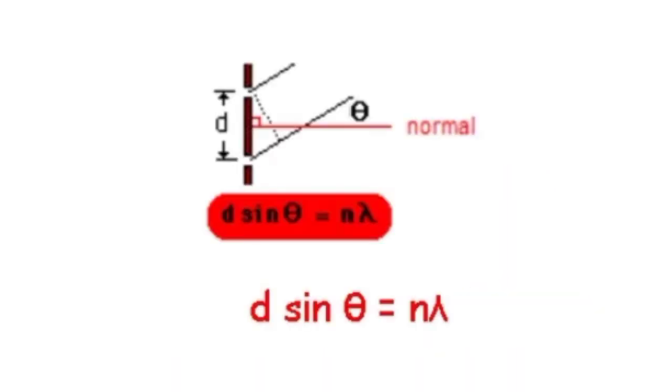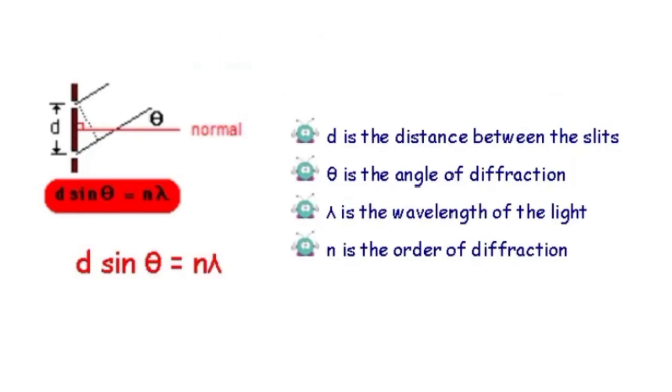Now, let's elaborate further on the grating relationship by using the formula d sin θ = nλ, where d is the distance between the slits, θ is the angle of diffraction, λ is the wavelength of the light, and n is the order of diffraction.